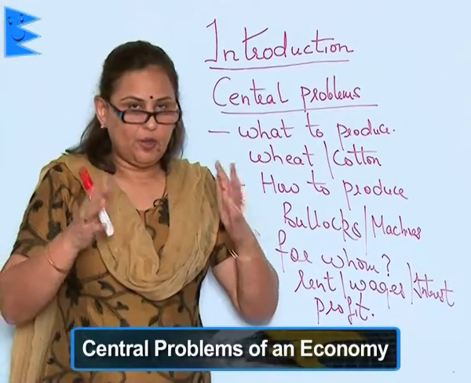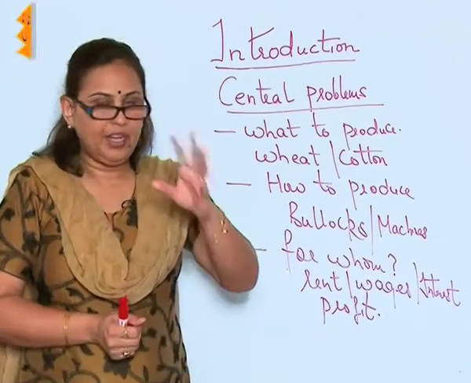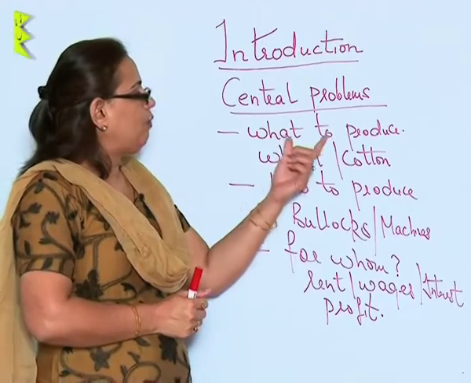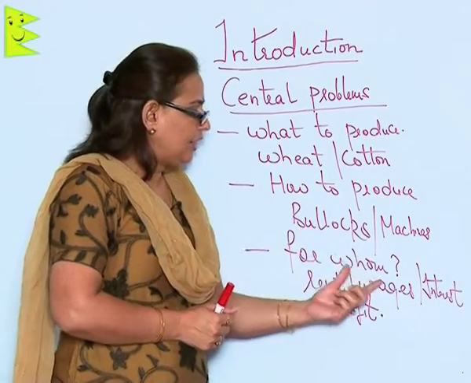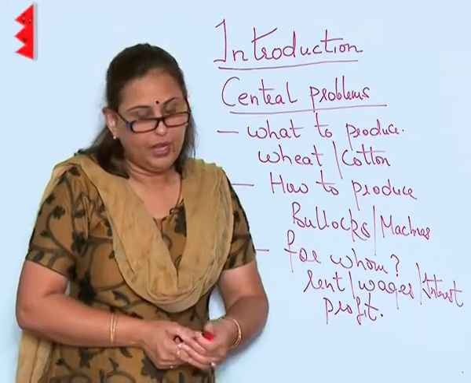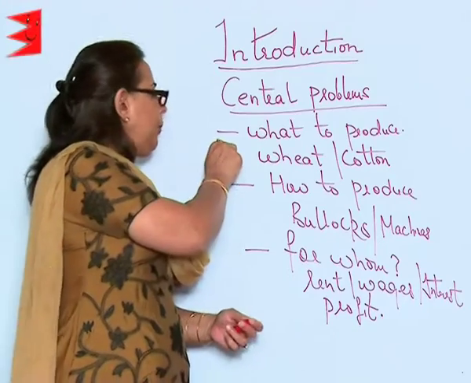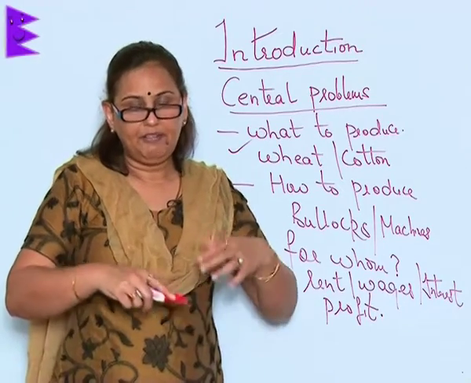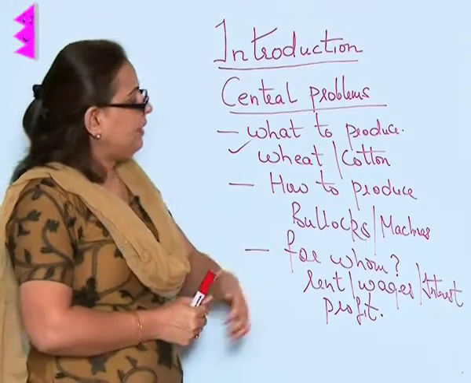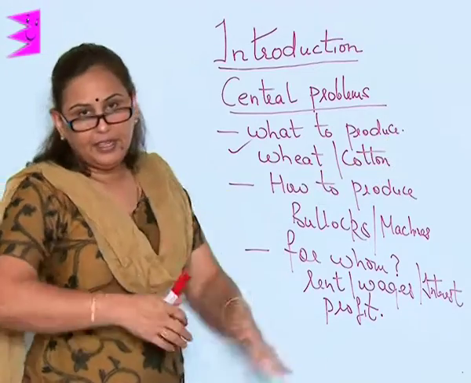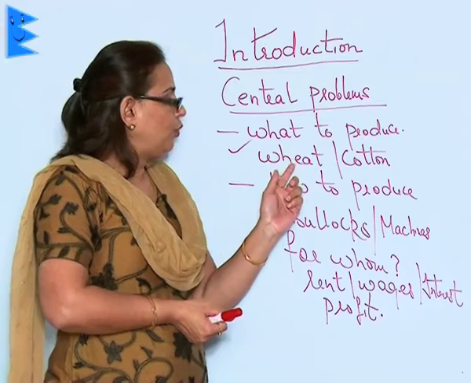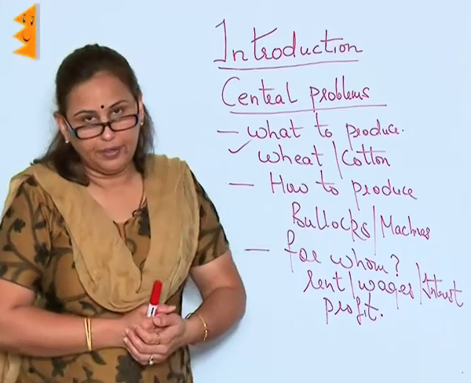Now, as far as economy is concerned, there are three basic problems which we studied earlier also, and those are what to produce, how to produce and for whom to produce. Now, if I talk about what to produce, if I talk of an individual and if I talk of a farmer, then he has to decide that the piece of land which he has, whether he wants to grow wheat or he wants to grow cotton.